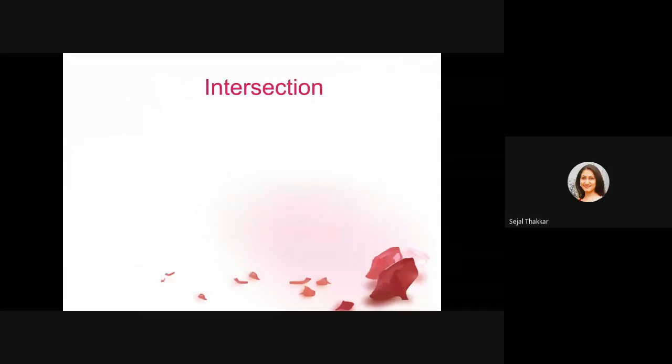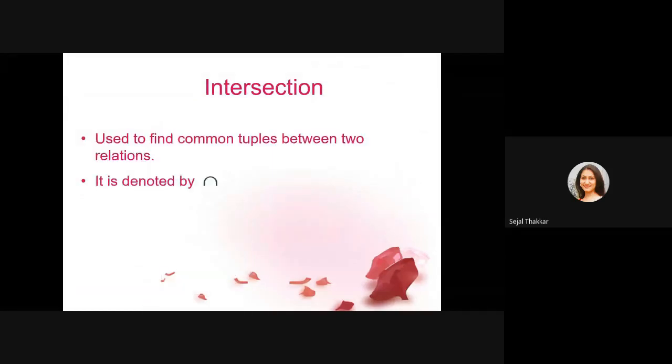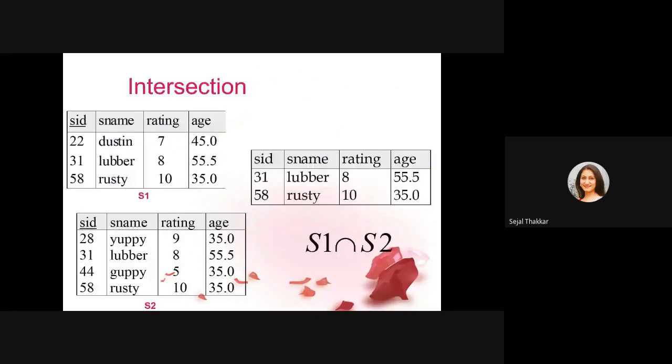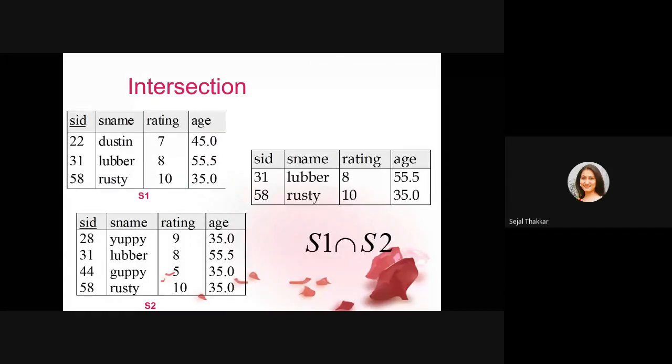Now intersection is a bit different than the union. It will take only common values, right? And the symbol of intersection is like, we can say, opposite U, capital U, opposite, something like that. So intersection is taking common values from these two tables.